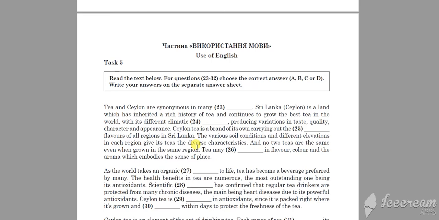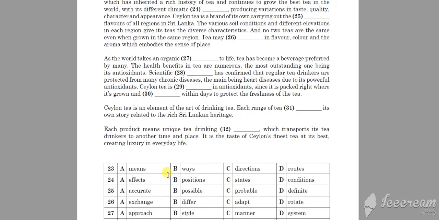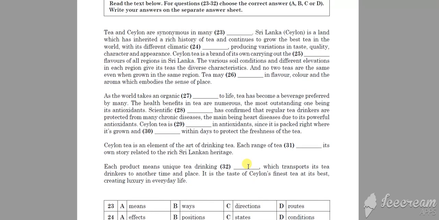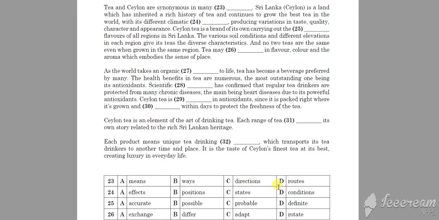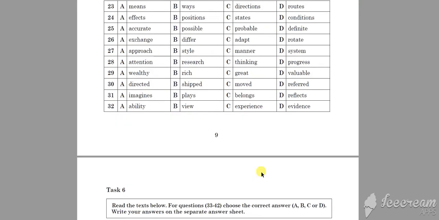Next section is task 5. This is the use of English section. Here you can see the text with the gaps, and there are options A, B, C, D to choose from. And this is the vocabulary task. So while reading the sentence, try to make sure that you understand the meaning and choose the best option among the vocabulary options which are given below from 23 to 32.